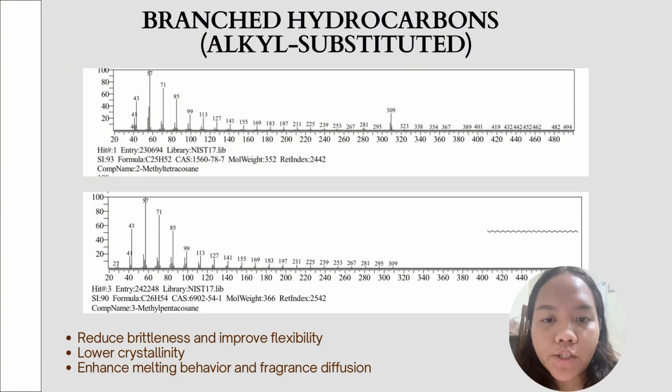The sample also contains branched alkanes like 2-methyl-tetracosane and 3-methyl-pentacosane. These are often added to reduce brittleness and improve flexibility. Because of their irregular structure, they make the wax softer and help it melt more evenly. It also lowers crystallinity and enhances melting behavior. This results in a better burn quality and improved scent diffusion.